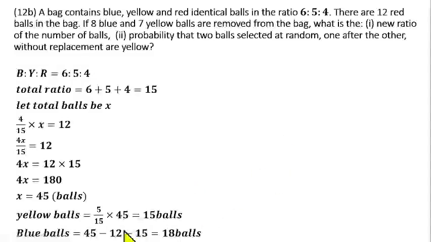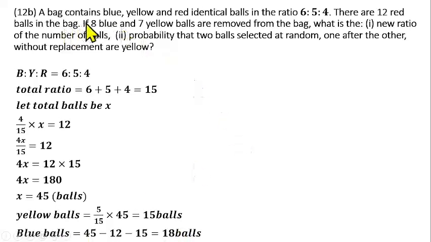That will give us 15 balls for yellow. Then for blue balls, the total is 45 minus red, which is 12, minus yellow, which is 15. That gives us 18 balls. So we know that we have 12 red, 15 yellow, and 18 blue.